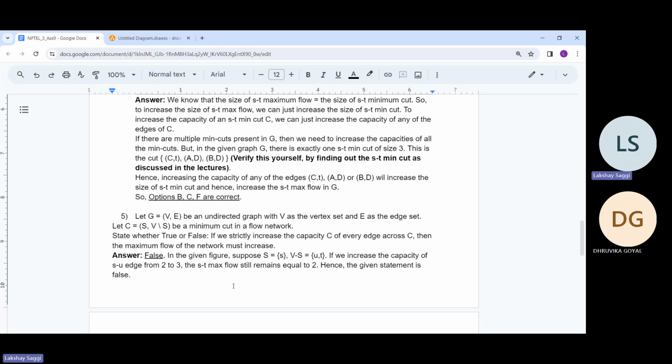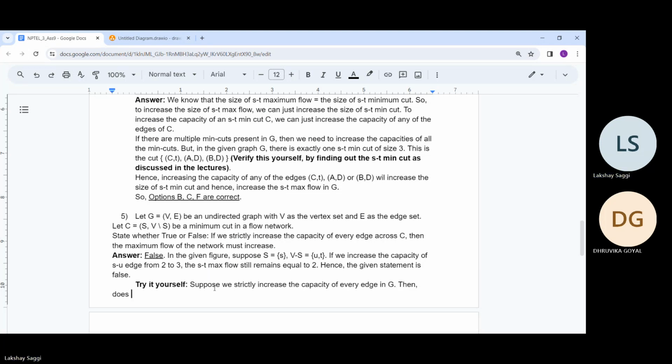So another interesting problem now. This is something you can try yourself. It's also an interesting thing, and I'll also discuss this. So suppose what we do is, instead of strictly increasing the capacity of every edge across C, suppose we strictly increase the capacity of every edge in G.